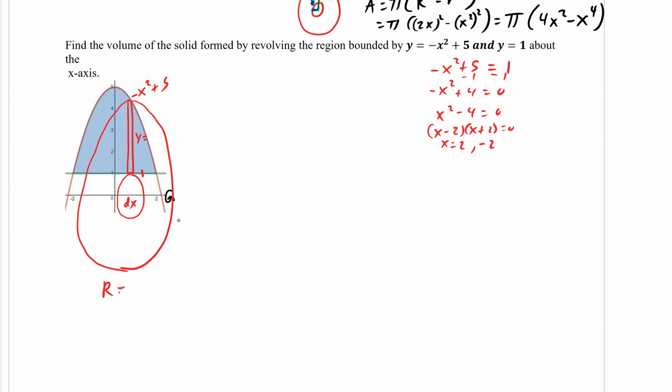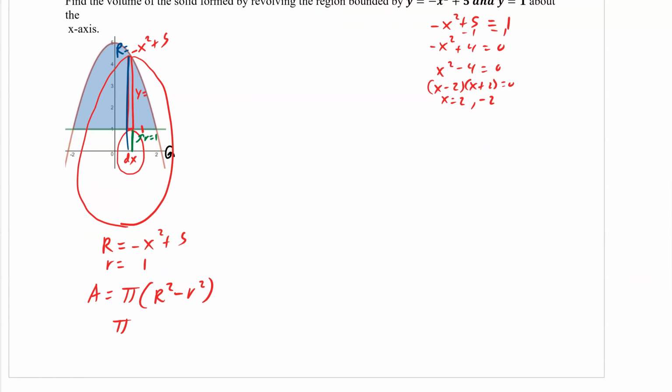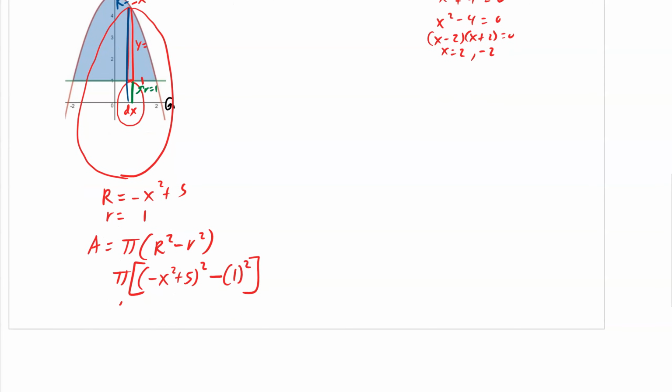So our big R here is going to be negative x squared plus 5, and our little r would be 1. That's our little radius. So little r equals 1, and our big radius goes all the way up to there, so that would be capital R. Now when we plug it in our little formula, our area is pi big R squared minus little r squared. We end up with pi times negative x squared plus 5 squared, put a bracket now, minus 1 squared, and there we have it.